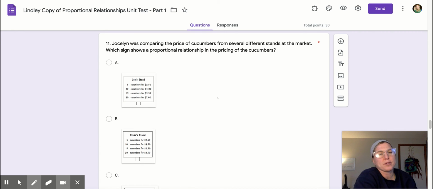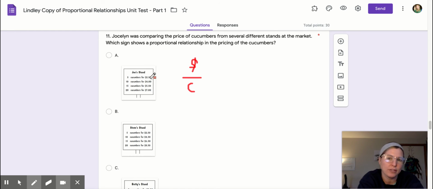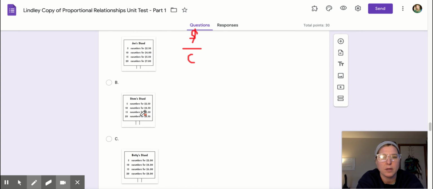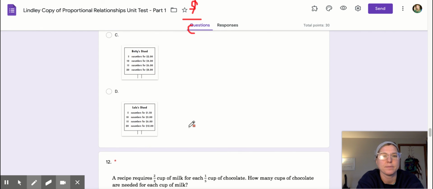Jocelyn was comparing the price of cucumbers from several different stands at the market. Which sign shows a proportional relationship in the pricing of cucumbers? Remember, in order for it to be proportional, you have to do money divided by the number of cucumbers, money over cucumbers. And all of these would have to be the same. So you're checking each. You're doing $2.50 divided by 5 equals what? $4 divided by 10 equals what? If all of those are the same number, then it's proportional. If you get one different number, it's not proportional and you have to go try the next one. 250 divided by 5, 450 divided by 10, so on and so forth. Is it all the same? Then that's your proportional one. If not, try the next one. All right?